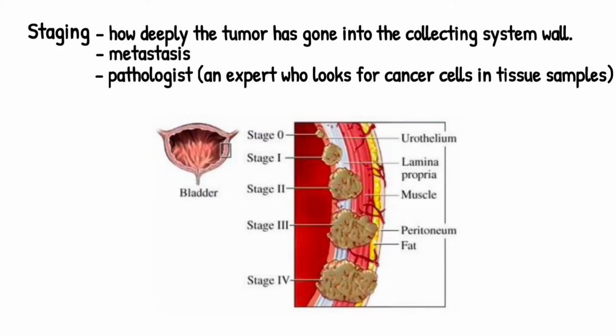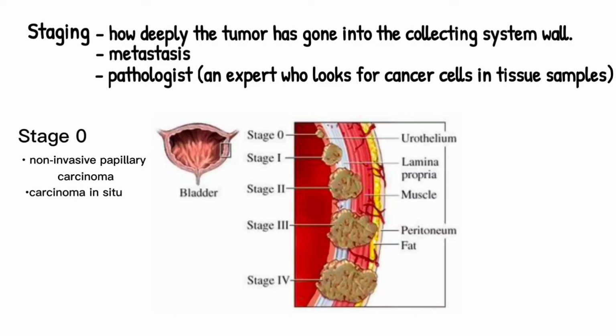Okay, for stage 0, we have 2, which are the non-invasive papillary carcinoma and the carcinoma in situ. So for the non-invasive papillary carcinoma, abnormal cells are found in the tissue lining the inside of the renal pelvis or ureter. These abnormal cells may become cancer and spread into nearby normal tissue.